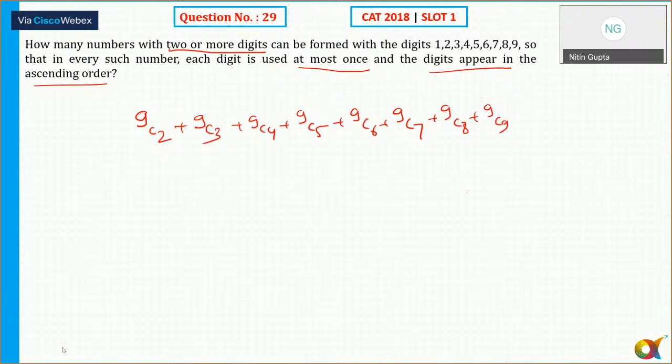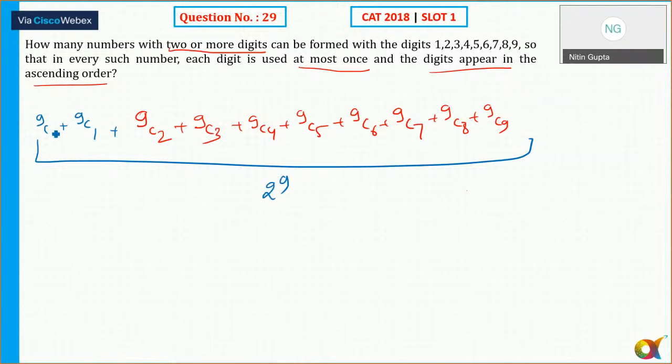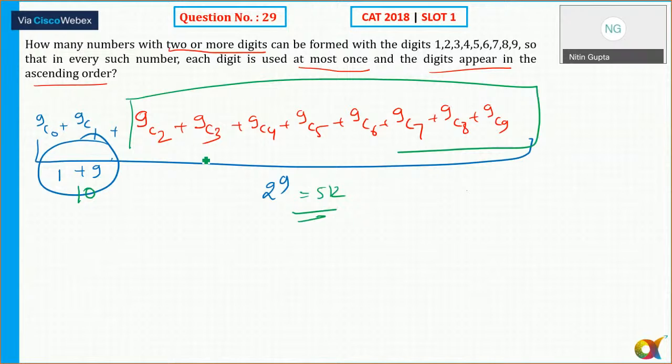9C9. Now, how to do this calculation? If you remember, I told you to add one more number, 9C1 plus 9C0. This entire sum is equal to 2 raised to the power 9. But 9C0 is equal to 1 and 9C1 is equal to 9. So the sum of these first two is 1 plus 9, that is equal to 10. And 2 raised to the power 9 is equal to 512. So what is the required sum? It is equal to 512 minus 10, which is 502.